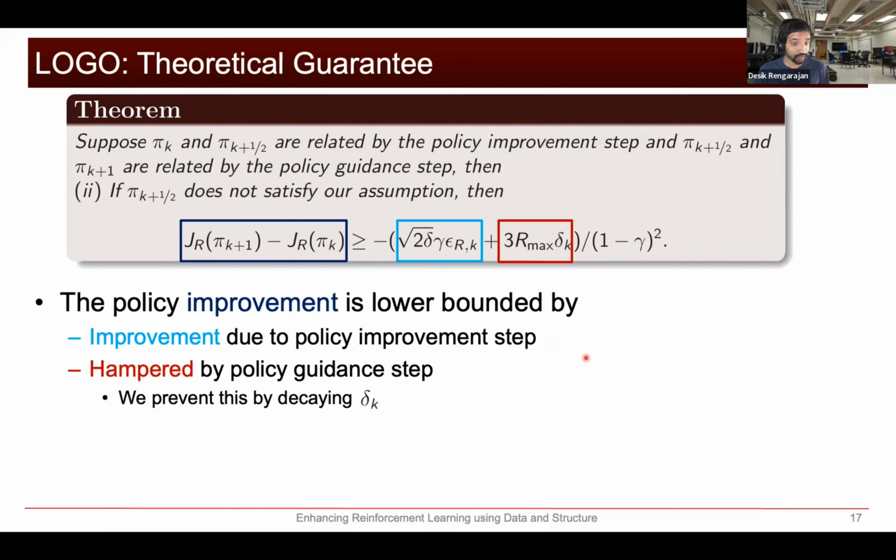the learning process. So both of these things basically tie in well with the way our algorithm works, saying that we can provide policy improvement even when our assumption is not satisfied, and that's achieved by decaying the value of delta K.